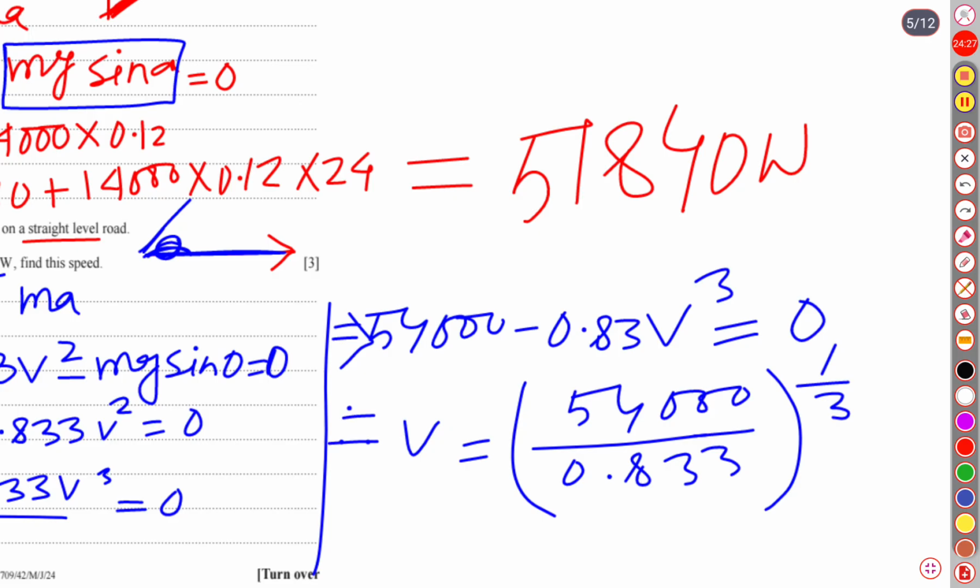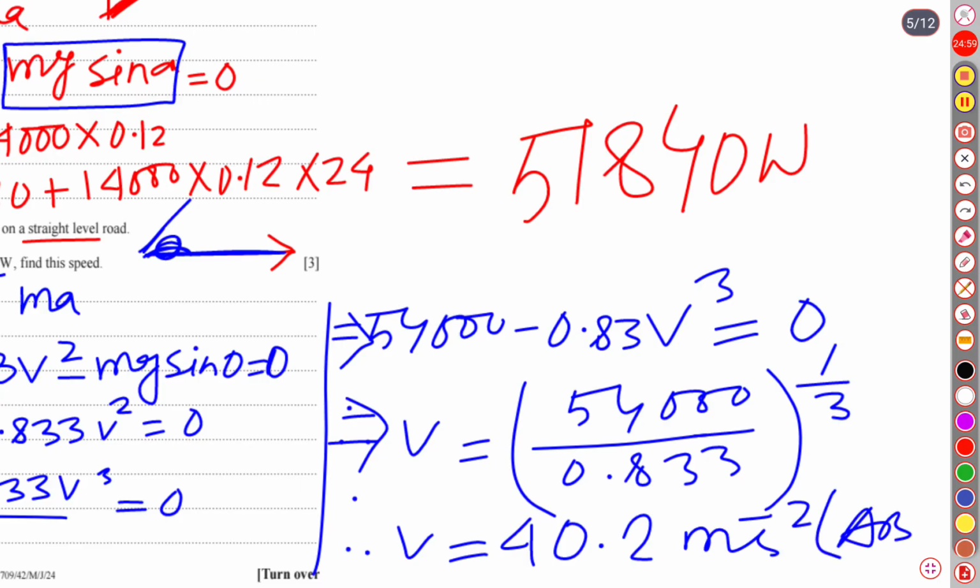So this is not the last step. Hence our velocity is going to be, let us divide this, 54,000 over 0.833 raised to 1 over 3, v equal to 40.16. If we round it up to three significant figures, it is going to be 40.2 meters per second, which is the constant speed we should obtain. So that is the answer.